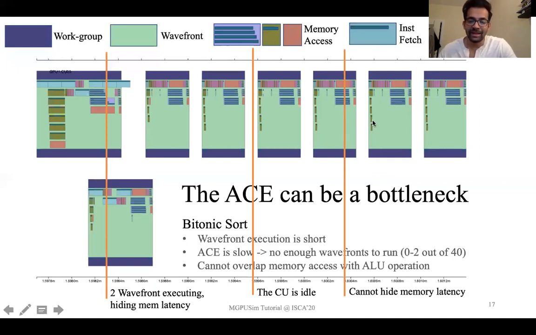Similarly, we can see that many times, as we notice here, the wavefront is executing memory instructions. However, there are no ALU instructions executed concurrently with this. This has a very negative implication in terms of performance. As a result, we're wasting a lot of compute unit resources. If the ACE was fast enough to dispatch multiple wavefronts to this compute unit, those wavefronts could run in parallel, and as a result we can maximize the available throughput on the GPU. Therefore, it's very important to model this ACE, since it has implications on the performance of an application.